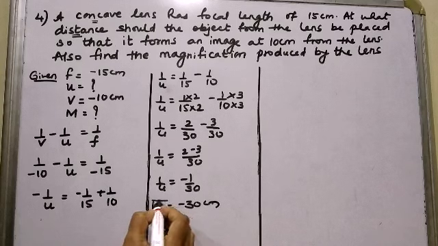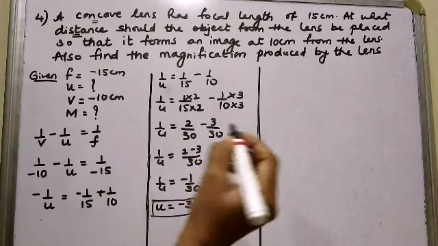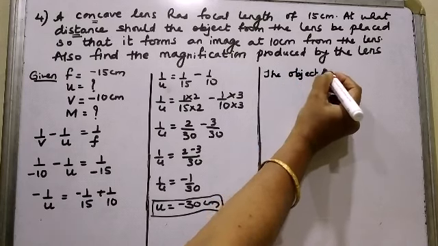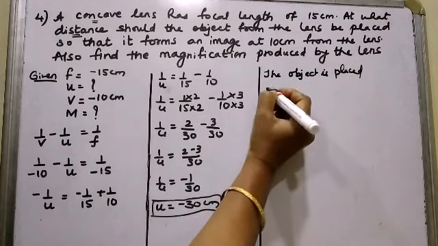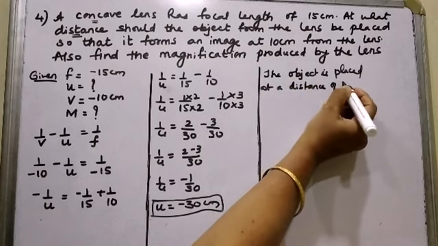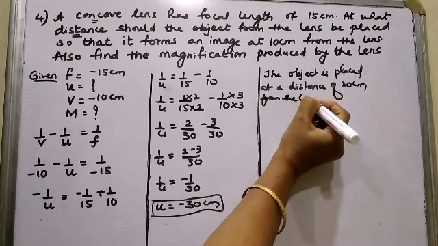So at what distance is the object kept from the lens? The object is kept at a distance of 30 centimeters from the lens, and the negative sign of u, as you already know, means the object is placed on the left hand side of the lens. So what will you write? u is equal to minus 30. The object is placed at a distance of 30 centimeters from the lens.